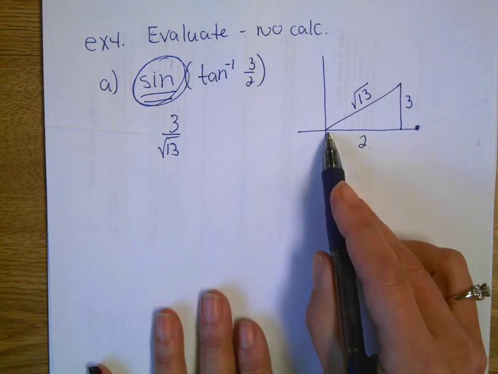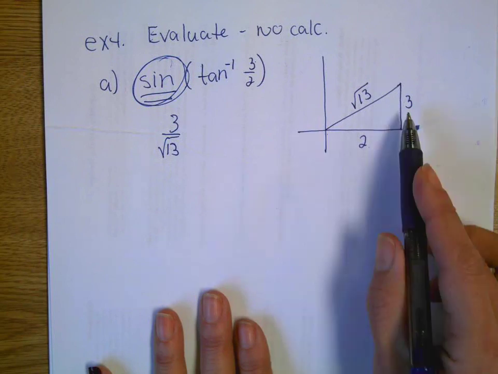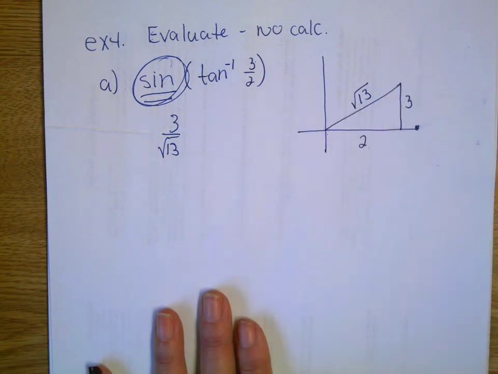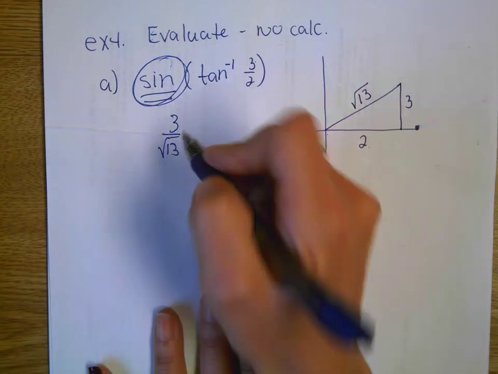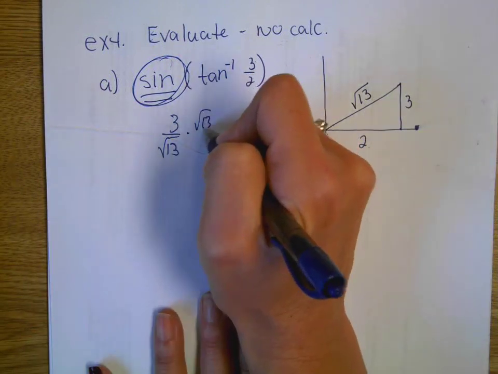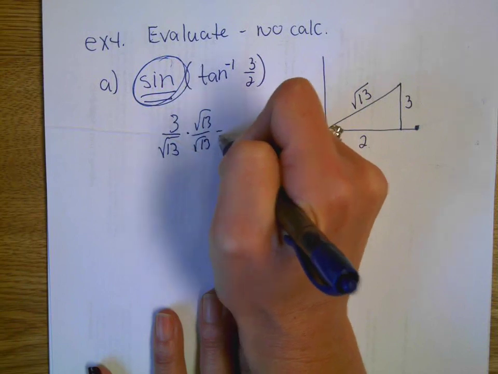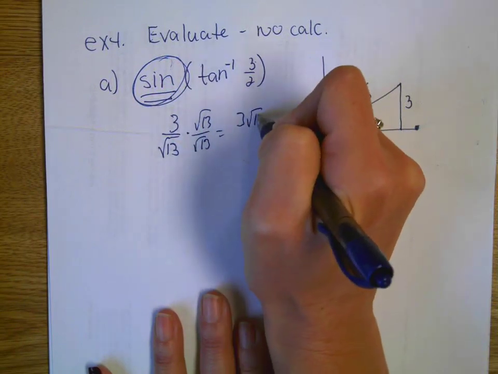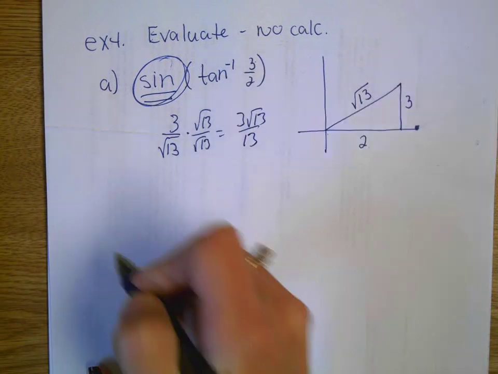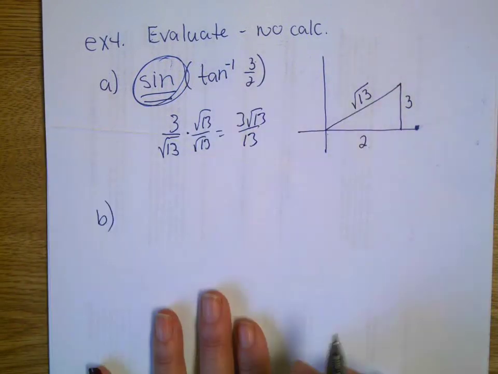So if I stand here, can you give me the sine ratio? Opposite over hypotenuse. And that's almost done. What do I got to do with it? Hit it with a 1. So would that be the answer? That's your answer.